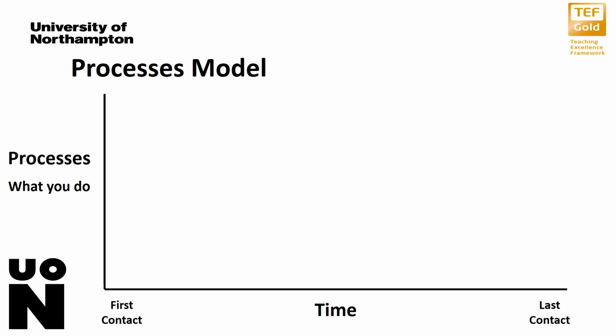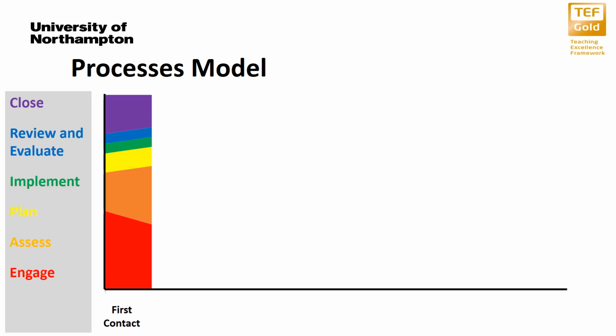And what I'm going to suggest is that those six things of engage, assess, plan, implement, review and evaluate, and close, you're actually doing continuously through the process. So at the start, when you make first contact, as you can see, you're doing quite a lot of engagement, you're doing quite a lot of assessment, there's a certain amount of planning, and then the implement and evaluate review are relatively small.